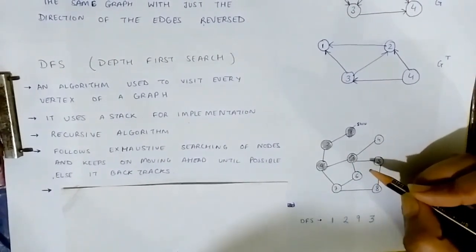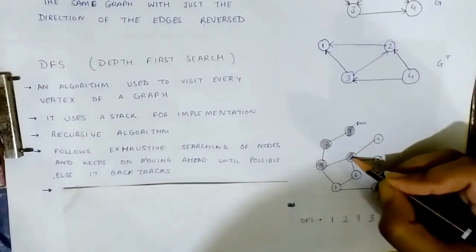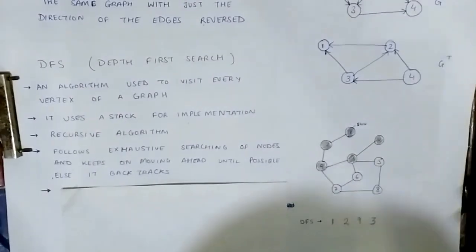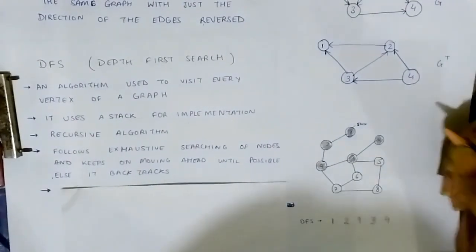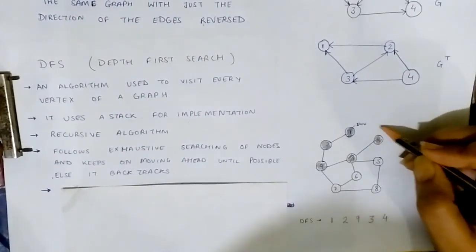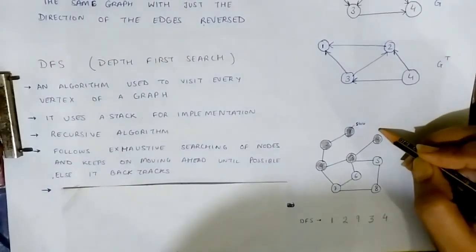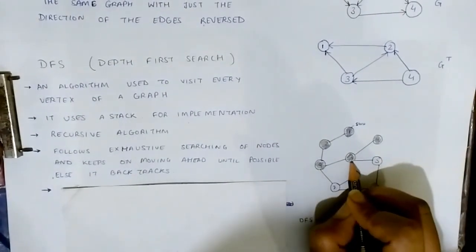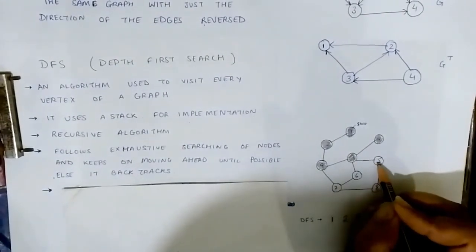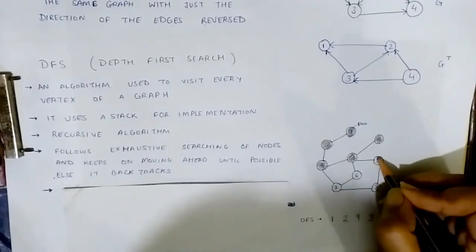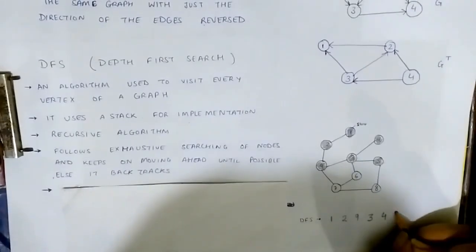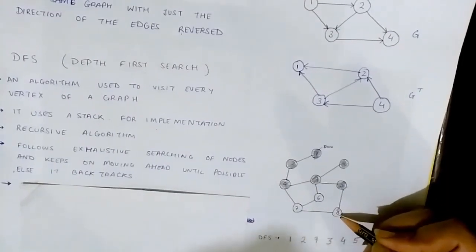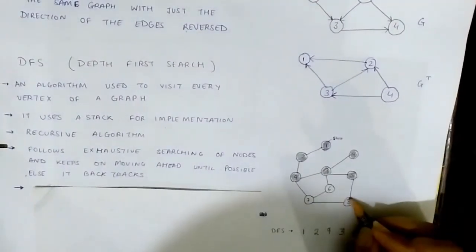Now from 3 we can go to 4 or 5 or 6. Let's say we go to 4, we mark it as visited. Now from 4 there are no other unvisited vertices, so we come back one step at 3. From 3 we can go to 5 or 6. Let's say we go to 5. Now from 5 we can go to 8. Let's go to 8.